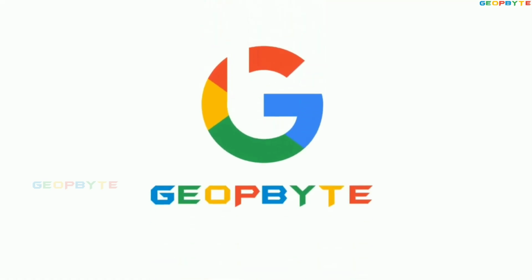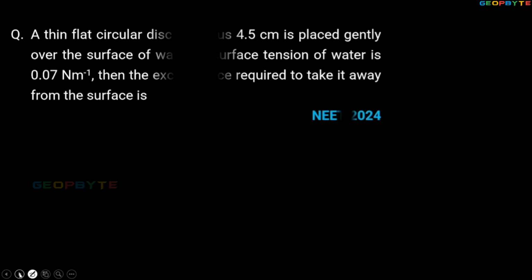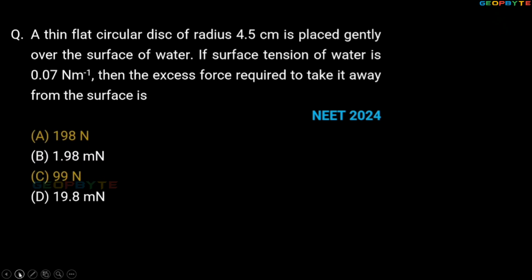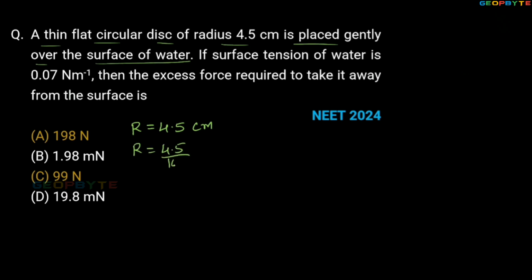Then let us take another important problem. It is asking like this: a thin flat circular disc of radius 4.5 centimeters is placed gently over the surface of water. Here the radius is given as 4.5 centimeters, which is equal to 4.5 divided by 100 meters, right? Because 1 meter equals 100 centimeters.